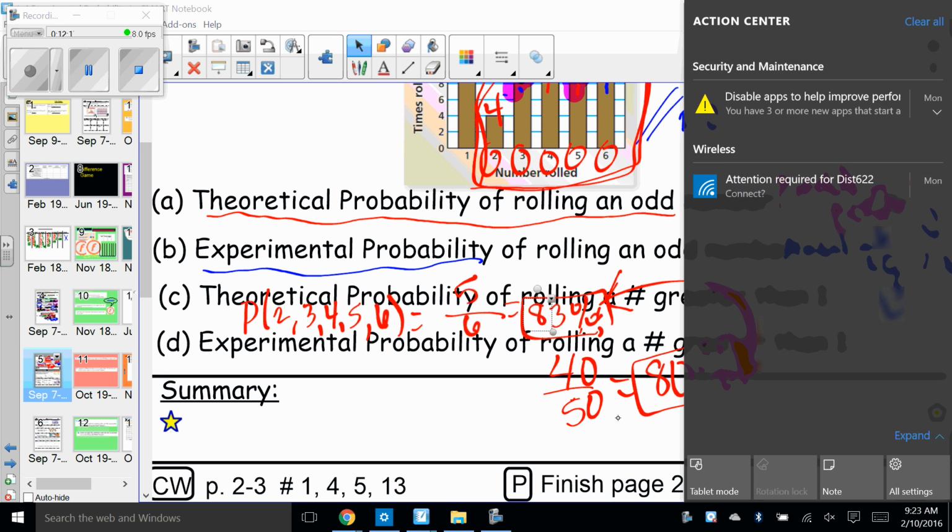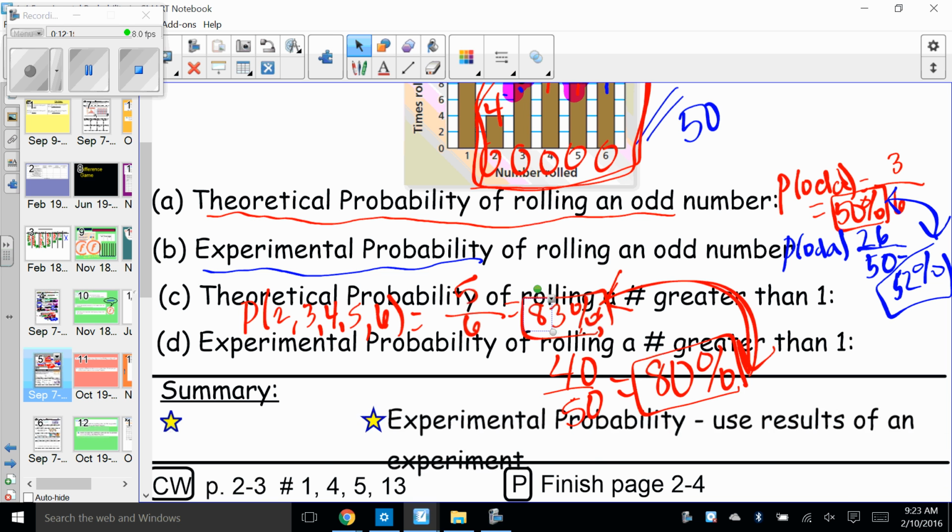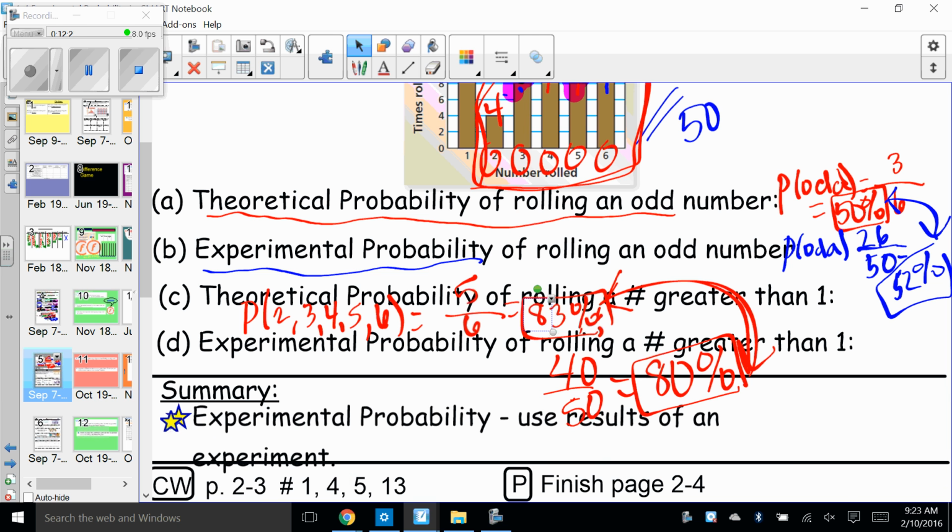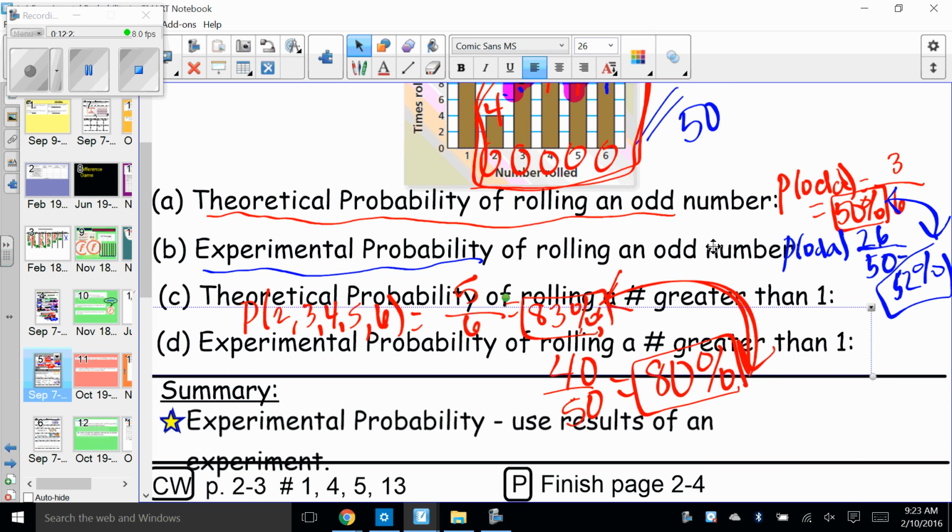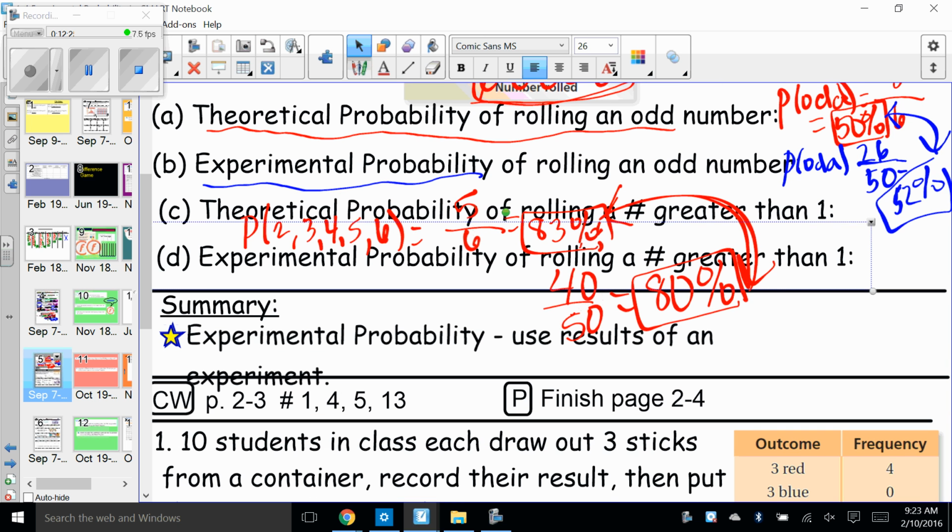Your learning target today was, can you calculate an experimental probability? So an experimental probability is really just using the results of an experiment. We do turn everything in my class into a percent, so make sure that you're turning it all into percents.